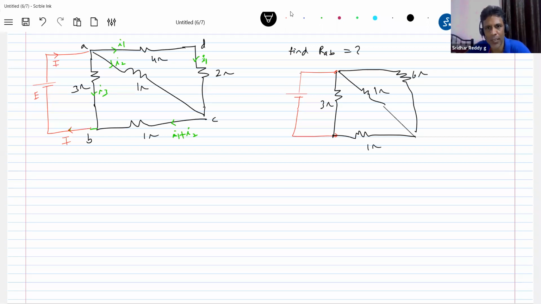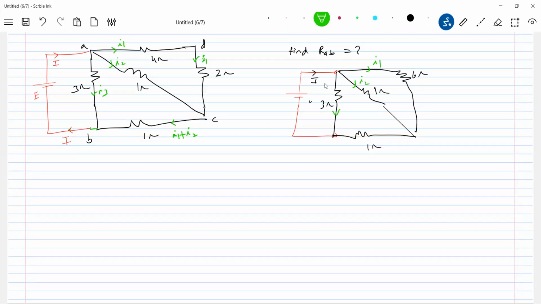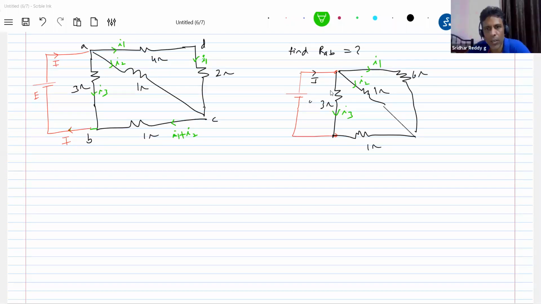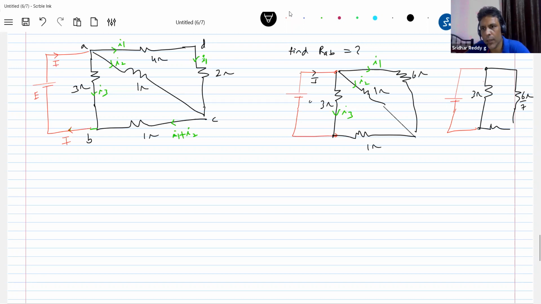Now again you push that same current I. This current will now branch out. So this will be I1 and I2. The current is branching now. The 6 ohm and 1 ohm are in parallel. So the effective resistance: 6 ohm and 1 ohm give 6 by 7 ohm. And this should be 1 ohm.